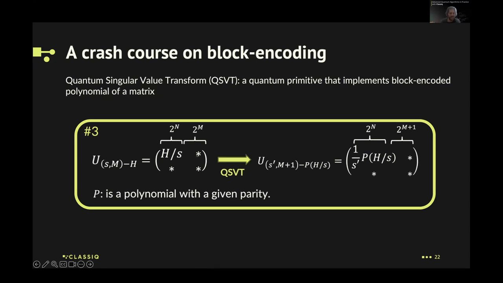What do I mean by that? Let's say I have a block encoding of size n. I mean, my H is 2 to the n, and my block size is m. Then the QSVT technique gives you a block encoding of some polynomial of H. What is the characteristic of this block encoding? It adds one more qubit to the block size. So now the block size is m plus 1. And you might also have another factor s prime, and p is a polynomial with a given parity. So this is one of the things that QSVT gives you.